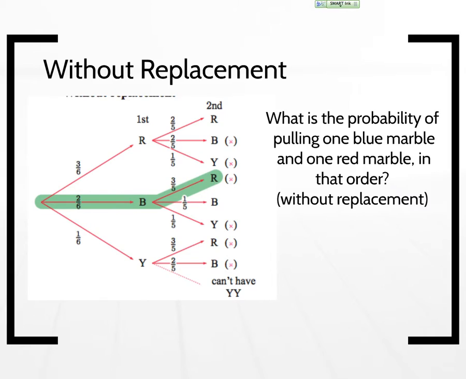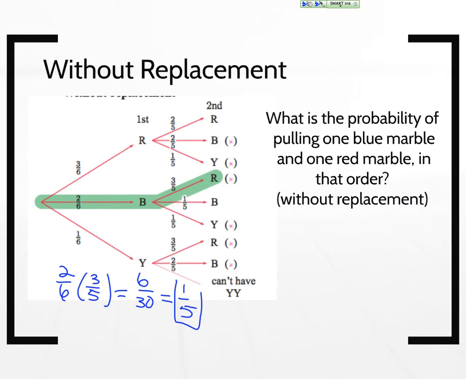So if we answer the same question, what's the probability of pulling 1 blue marble and 1 red marble in that order? Again, we have that highlighted in green. So to get a blue marble on the first pull, there's a 2 in 6 chance. And then if I get a blue marble, I'm keeping it, it's not in there. So then to get a red one, there's 3 in 5. So I end up with 6/30, which is a 1 in 5 chance of this happening in that order.